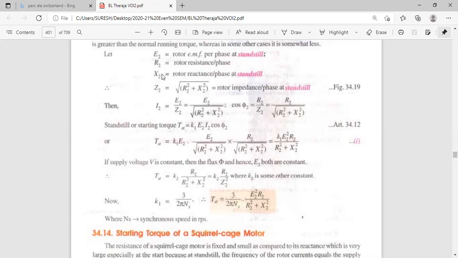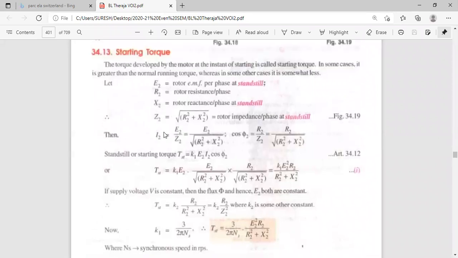is Z2. Z2 is the resultant. Hypotenuse square is equal to side square plus side square. Z2 square is equal to R2 square plus X2 square. If you bring the square to this side, Z2 is equal to square root of R2 square plus X2 square. And we know E2 and Z2. Then current is equal to voltage by impedance. Current I2 is equal to voltage by impedance.